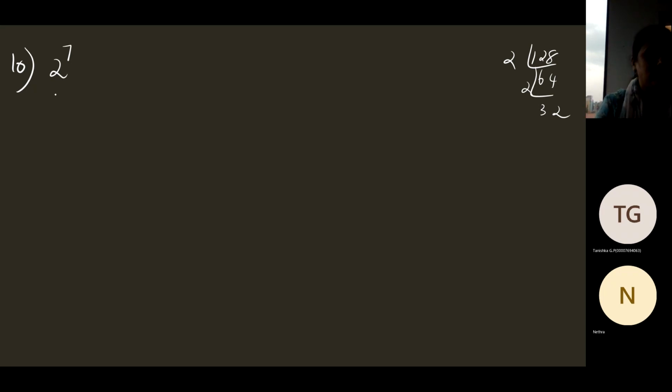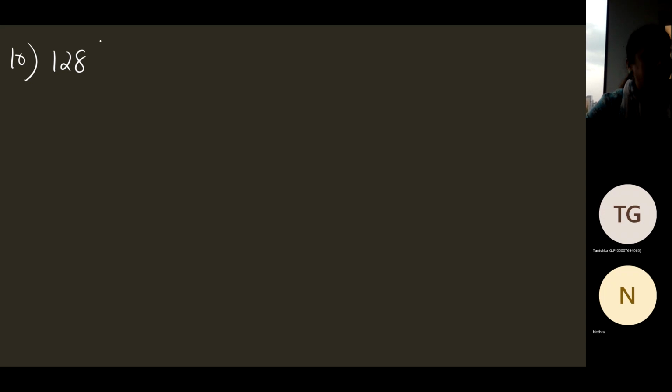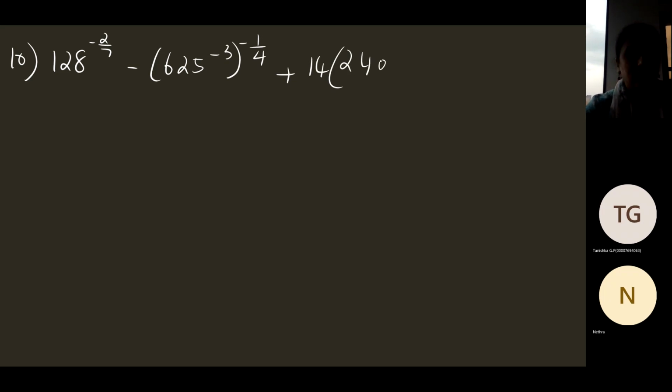Let me write the question. The given expression is 128 to the power minus 2 by 7, minus 625 to the power minus 3, the whole power minus 1 by 4, plus 14 into 2401 the whole power minus 1 by 4. This has to be evaluated. 128 is 2 to the power 7, correct? Now there's already a power, minus 2 by 7.